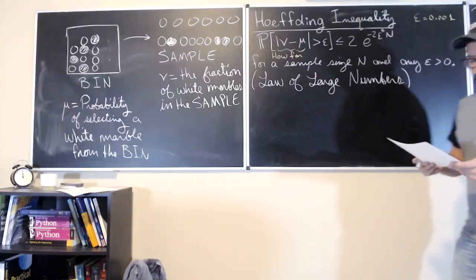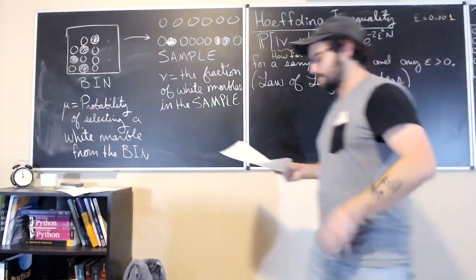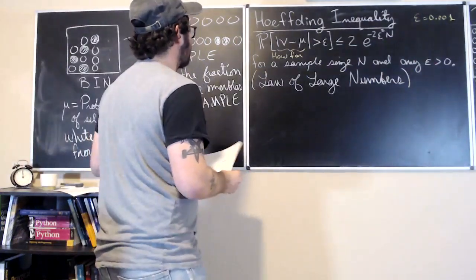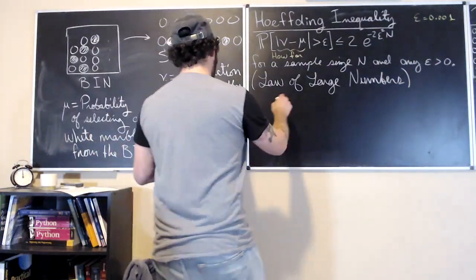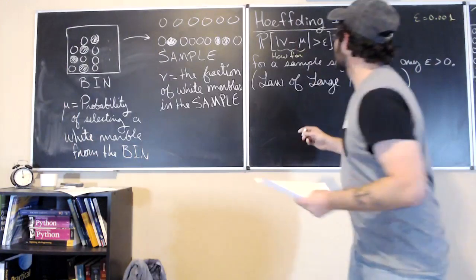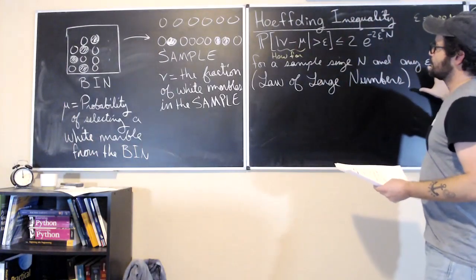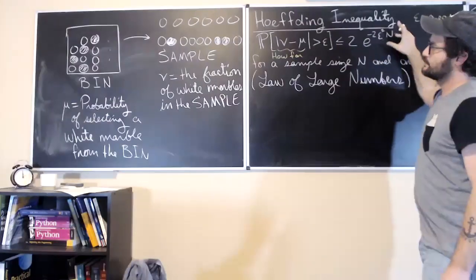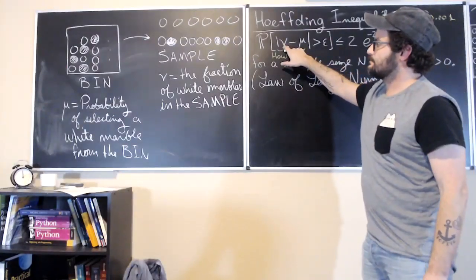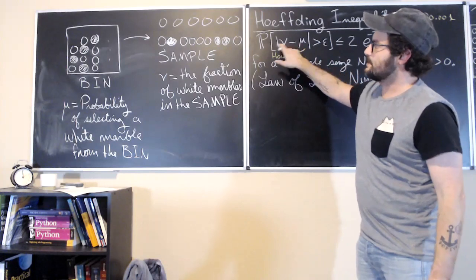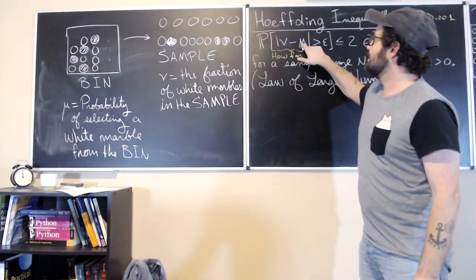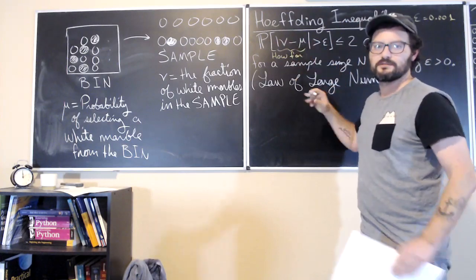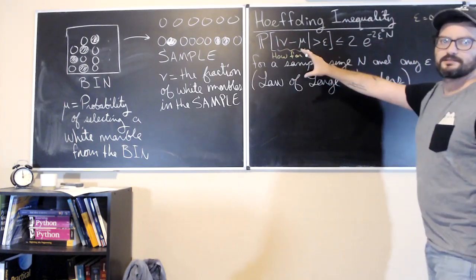Okay, so how does this relate to the learning problem? Well, let's relate it. Everyone should know that epsilon is a positive number, n is the sample size, that's the probability in sample of picking a white marble, and that's the probability out of sample in the bin of picking a white marble. So I can erase this really fast.